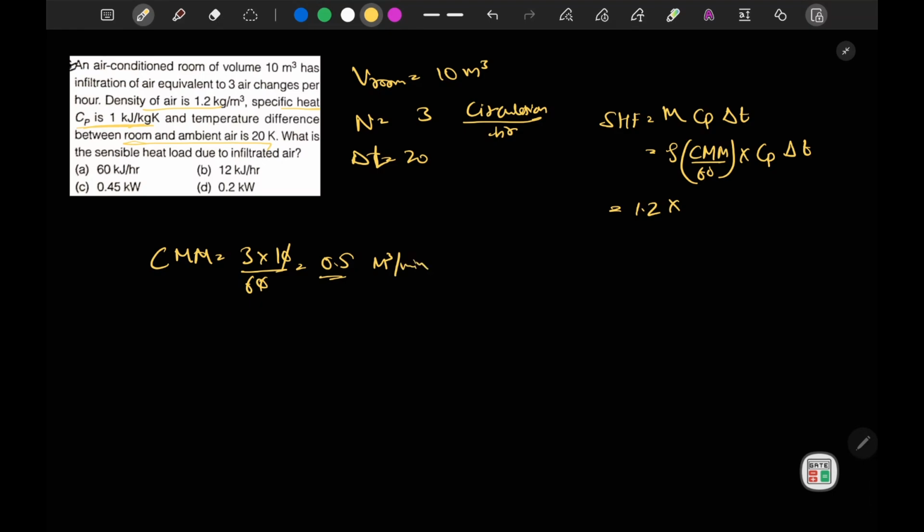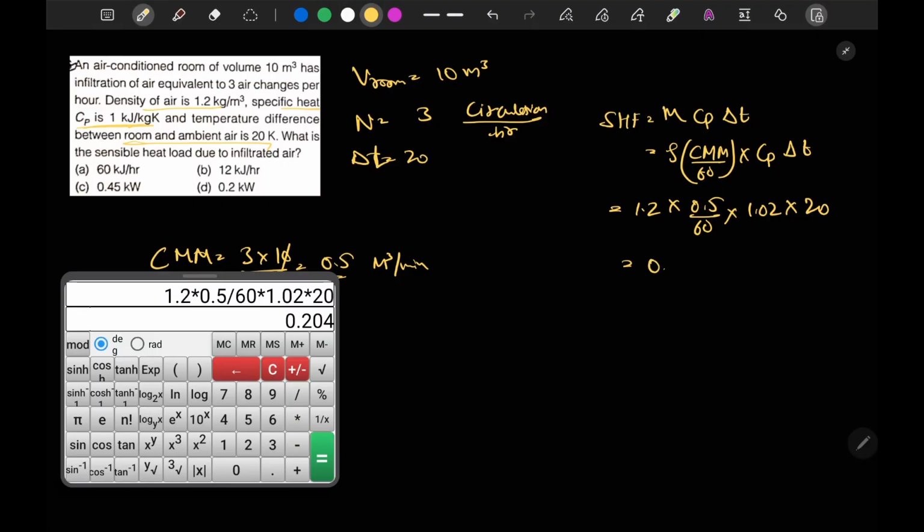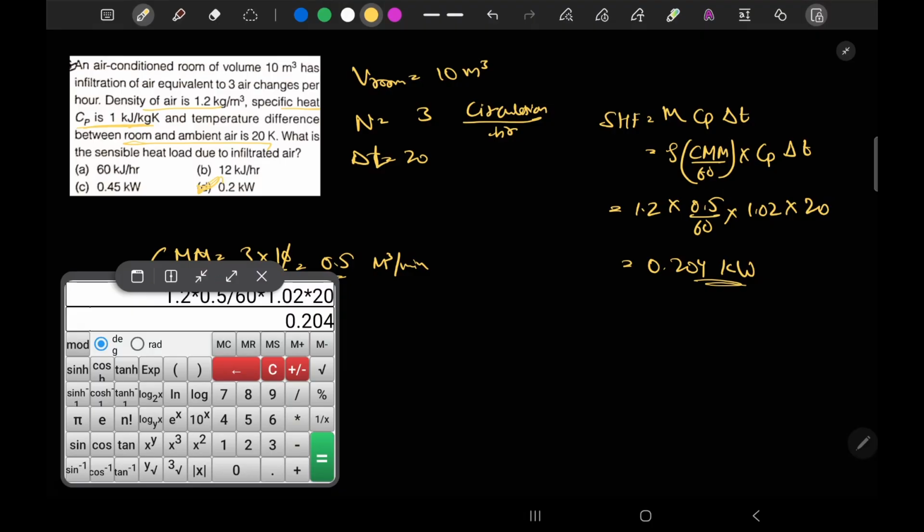meter cube per minute. So we can write 0.5 divided by 60 into Cp of moisture, 1.02, into delta T, given as 20. If we solve this, we obtain 1.2 into 0.5 divided by 60 into 1.02 into 20. We get the value equal to 0.204 kilojoule per second, this would mean kilowatt. So option D is correct. Now moving to the next question.